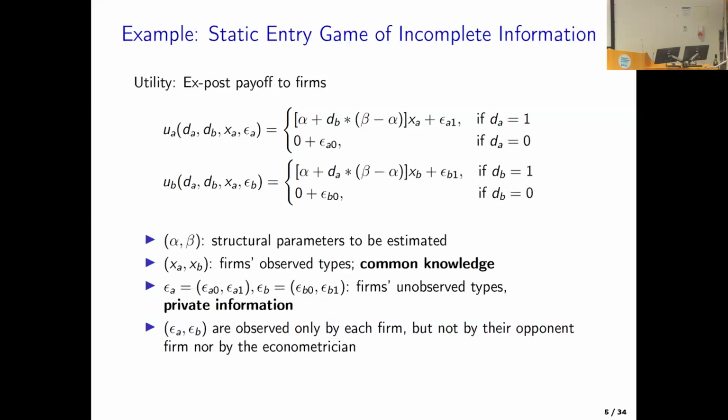So X here is like a common knowledge state variable. In some sense, that will be the control variables you put into your logit model of trying to explain whether these firms are in the market or not.